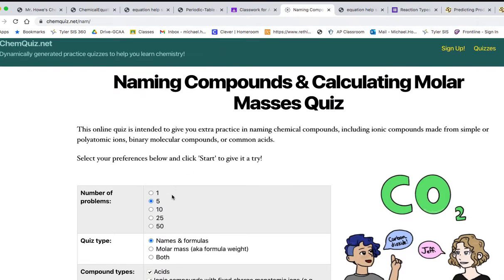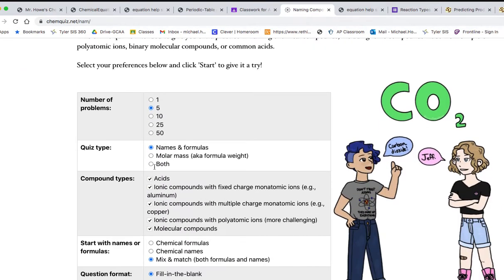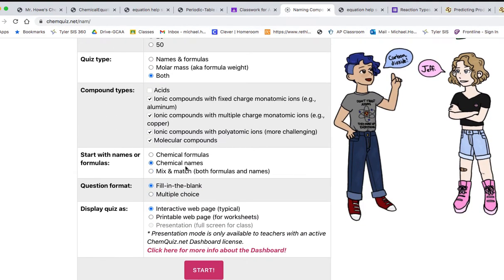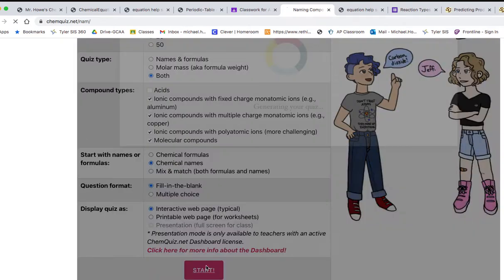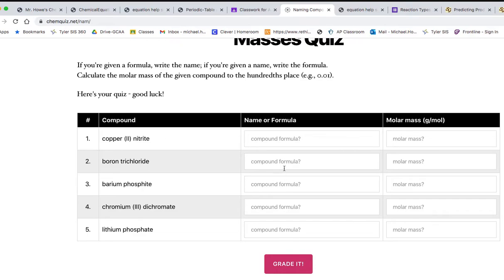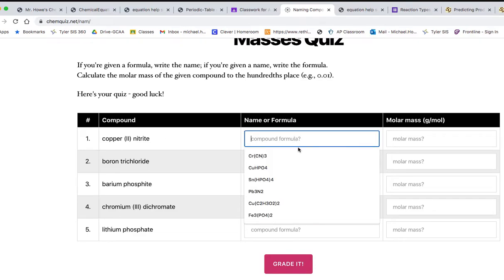So when you get it, you set it up like this, and this is in the screenshot. So we want to click both, names and formulas and molar mass. We're going to uncheck acids because I haven't taught you very much about acids yet. We'll click on chemical names, and then you're ready to go. It generates a quiz. It's going to give us 5 questions to do. All right, so we'll just do these as examples. Josh is going to answer your question, so when we get to the second column.